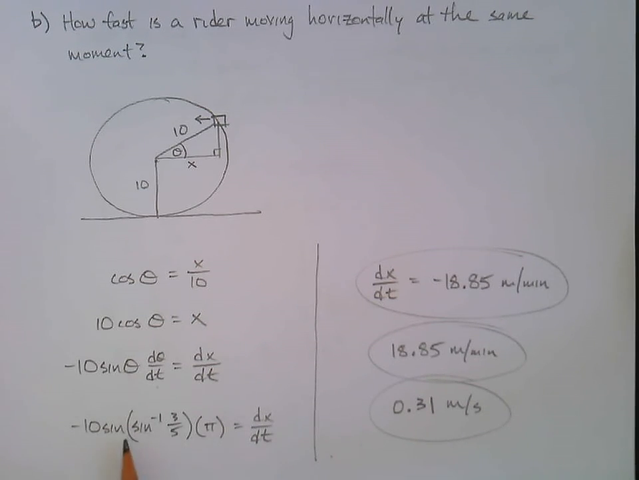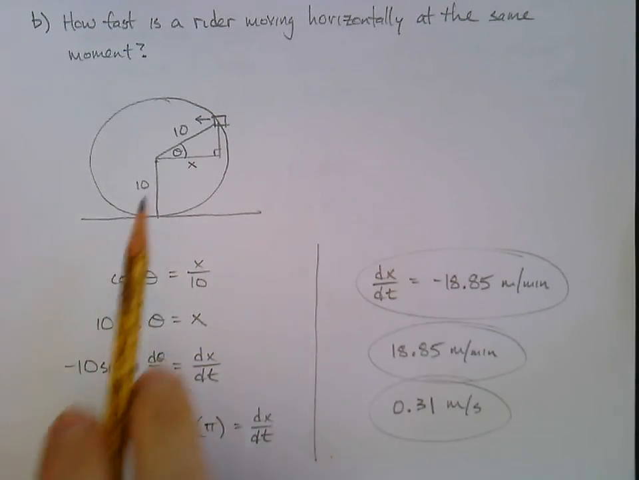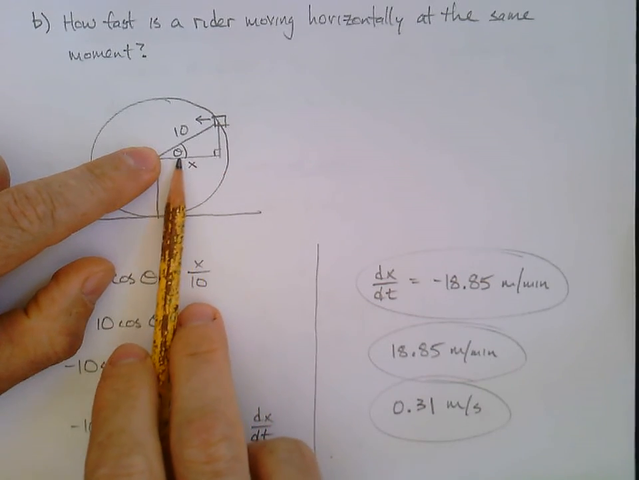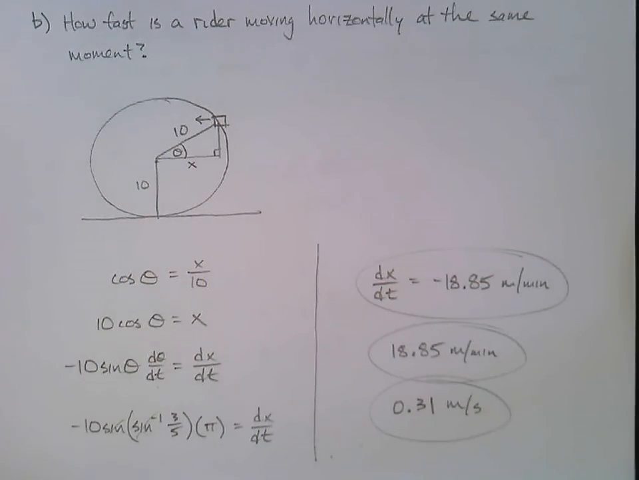So if I put all of this in, and even notice sine of the arcsine, these would cancel. We could cancel those out if we wanted. Anyway, so it's negative 10 times 3/5 times pi. That should get you negative 18.85 meters per minute. And again, we have this thing with the negative, and we could have expected that from the beginning. x is shrinking, that distance is shrinking, so we think of the rate of change as negative. Although we're not really concerned with negatives and positives, although they make sense mathematically.